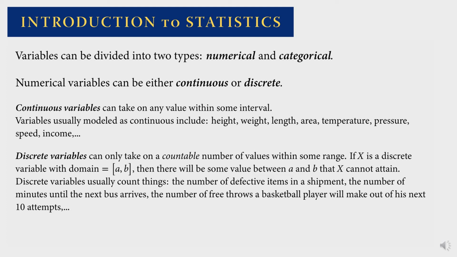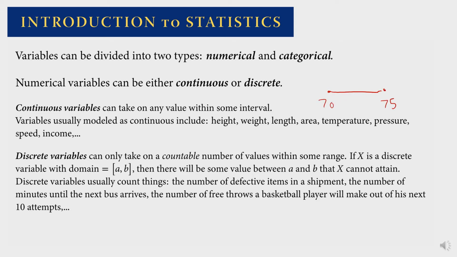Every variable in a data set is either numerical or categorical. If a variable is numeric, it can further be divided into continuous and discrete. A continuous variable can take a value at any point in some interval. Like maybe you're modeling the lengths of pieces of rope, and the length can be anywhere between 70 and 75.